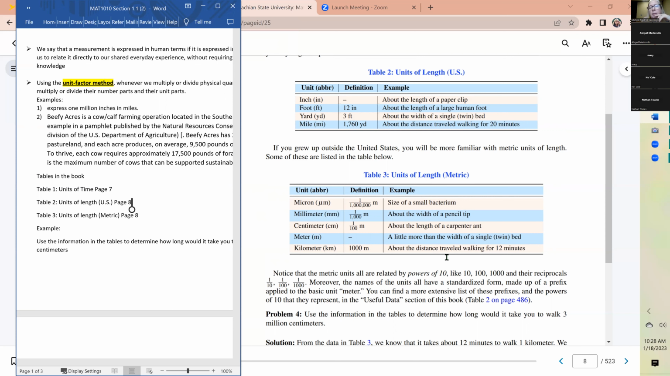Does everyone see what I mean? So by knowing that to go 1,000 meters is 12 minutes, if we convert to meters, then we can use this conversion.